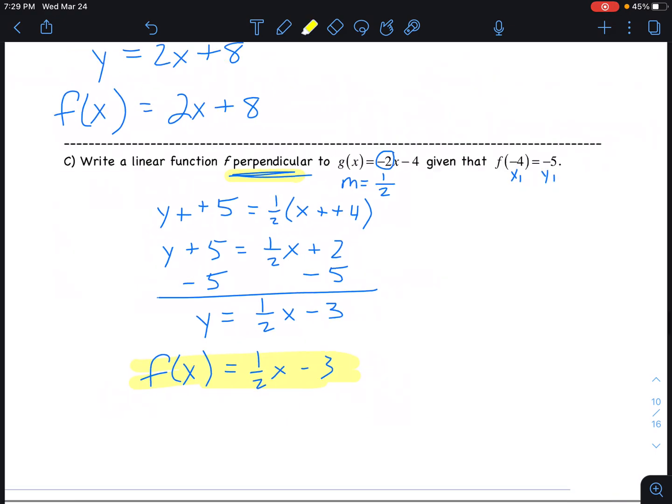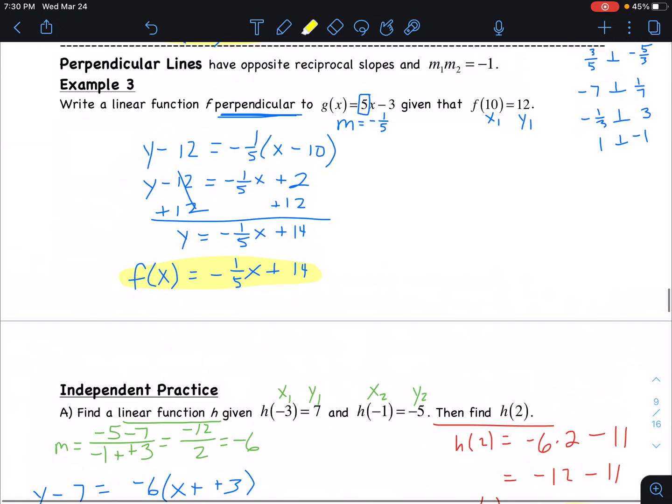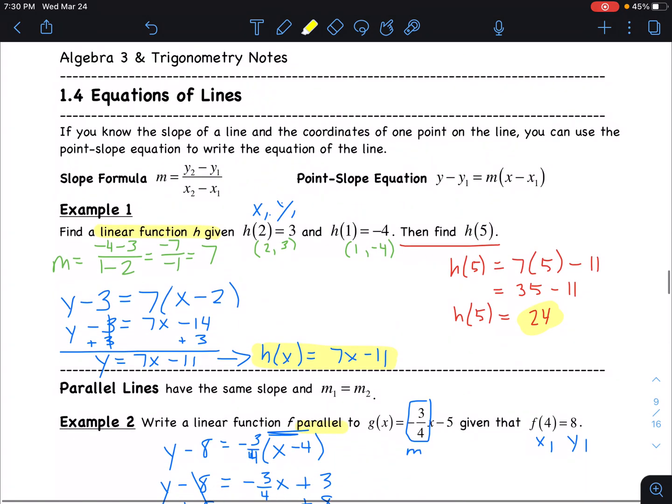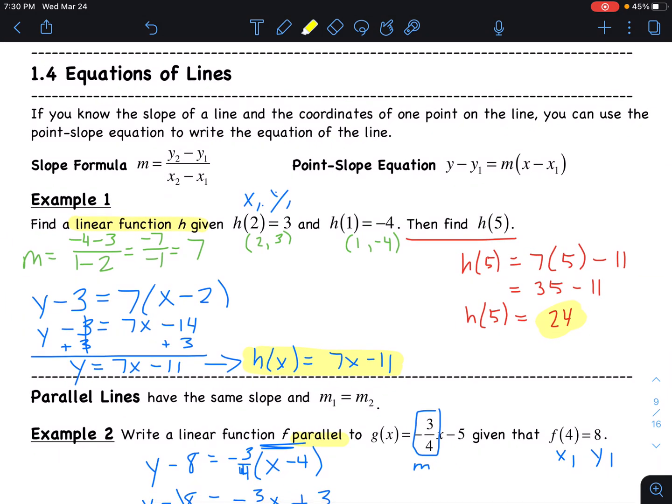Okay, guys, we're all done. When looking back, I feel that it would be best for you to memorize the point slope equation. It'll make your life easier in the long run.